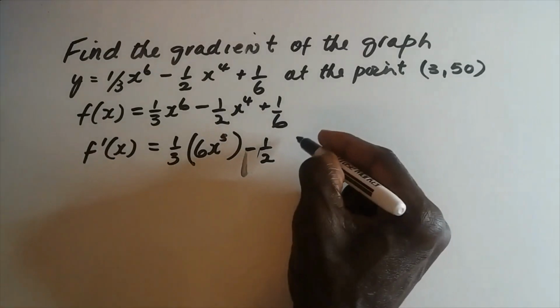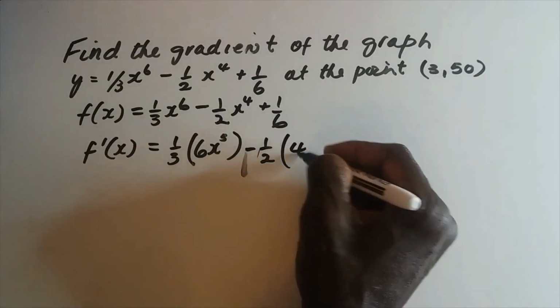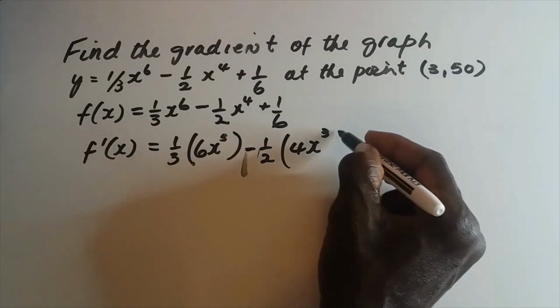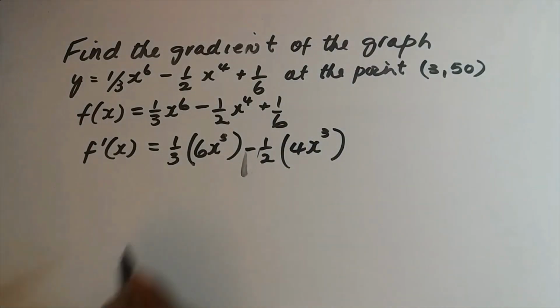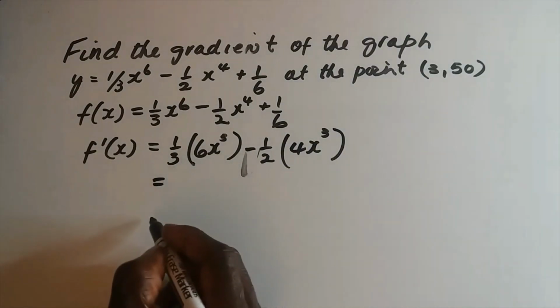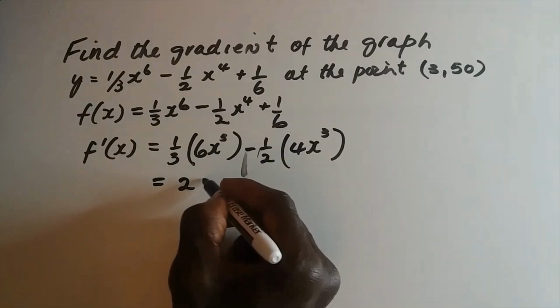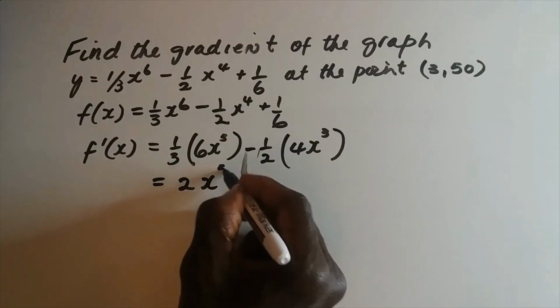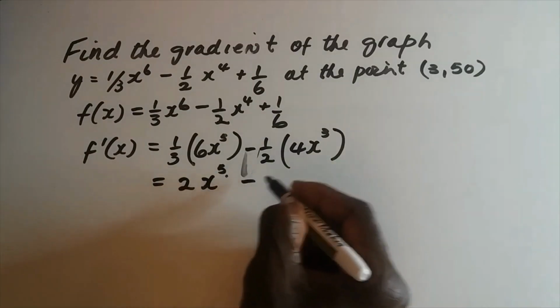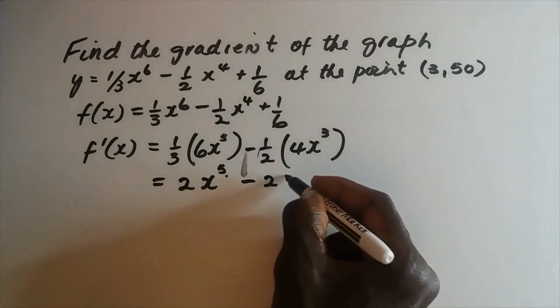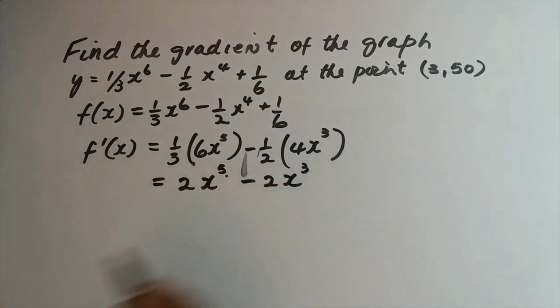to have, which simplifies to give us 2x to the fifth minus 2x cubed. So that's our derivative of f.